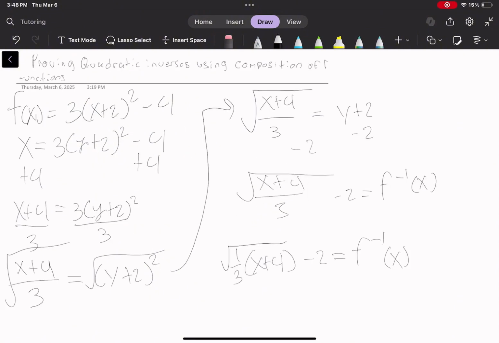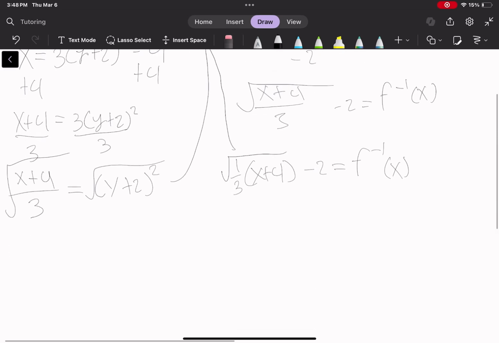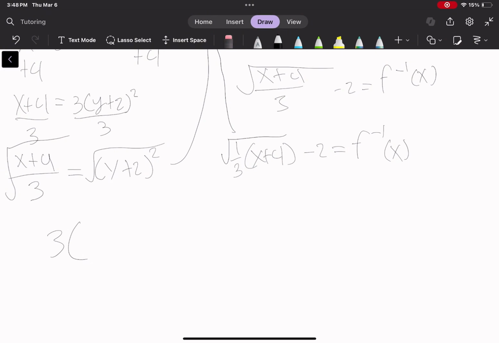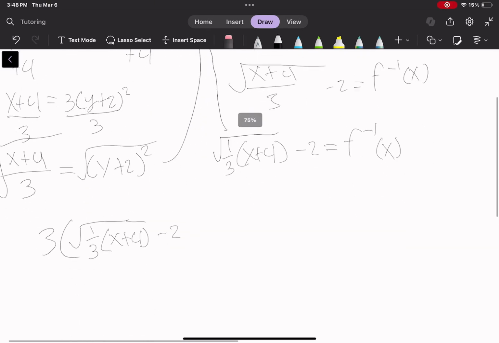And so here's the first problem from yesterday's video. Inverse is there. All the work is here if you need to refer back to it. So again, we're just going to put our inverse into the x variable of our quadratic. So that'll look like 3 times the square root of 1/3 times x plus 4, minus 2, plus 2, squared, minus 4.